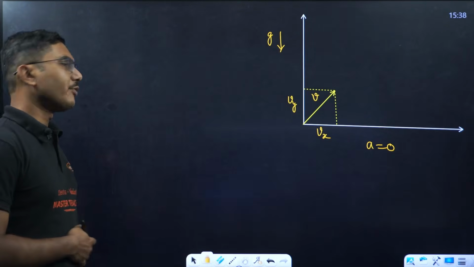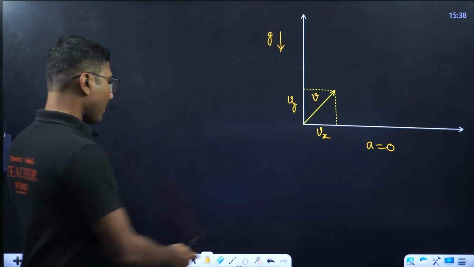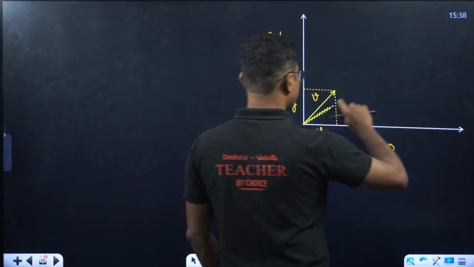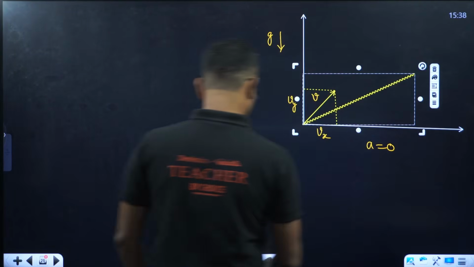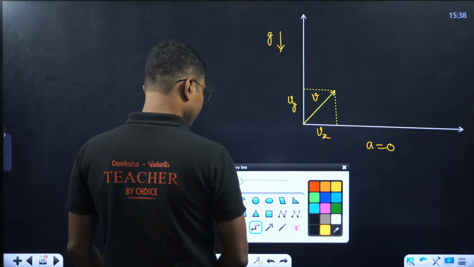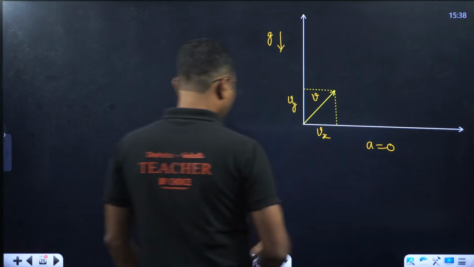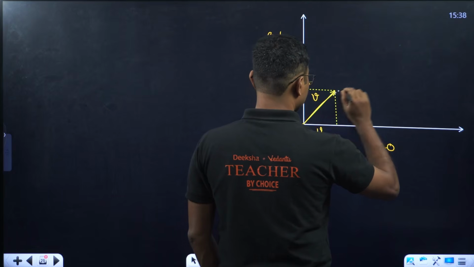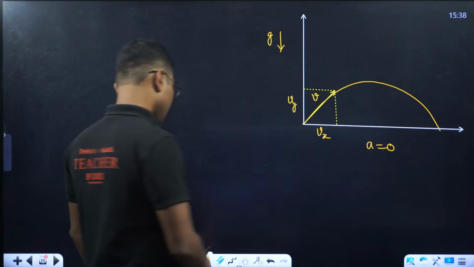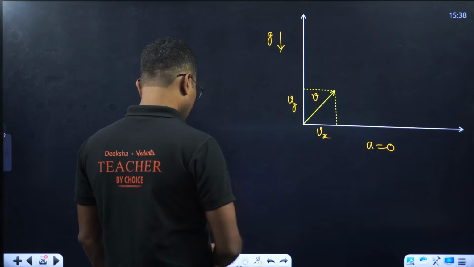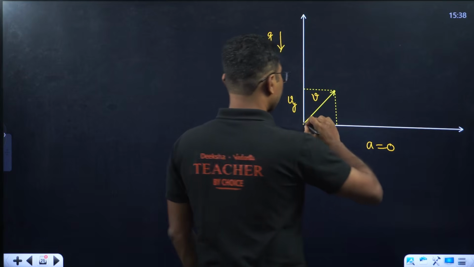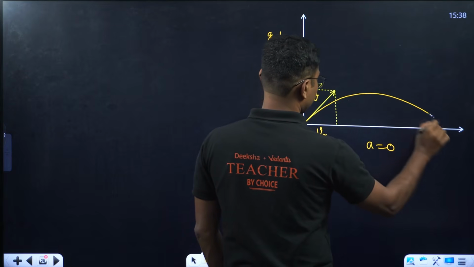Now when you throw this object, what will be the path traveled by this object? The path traveled by the object will be like this. This will be the most common path. Just to give emphasis on the velocity, I am taking this. Later on I will add the path taken by the object, which will be like this, okay.